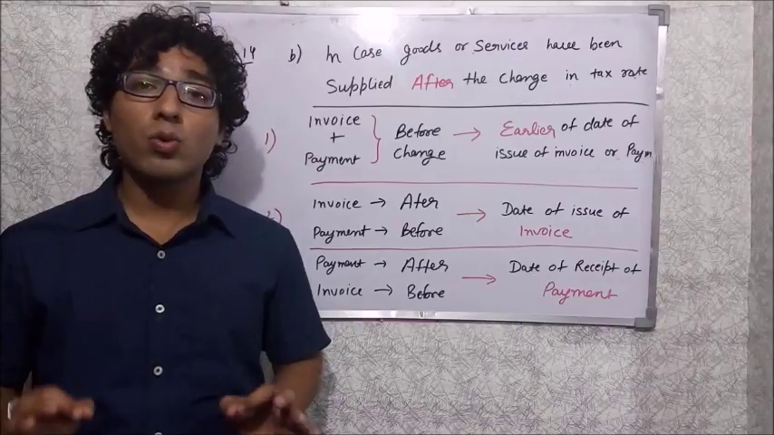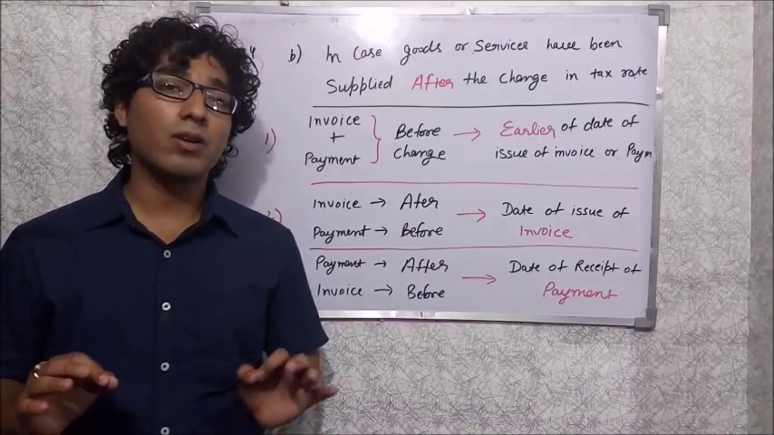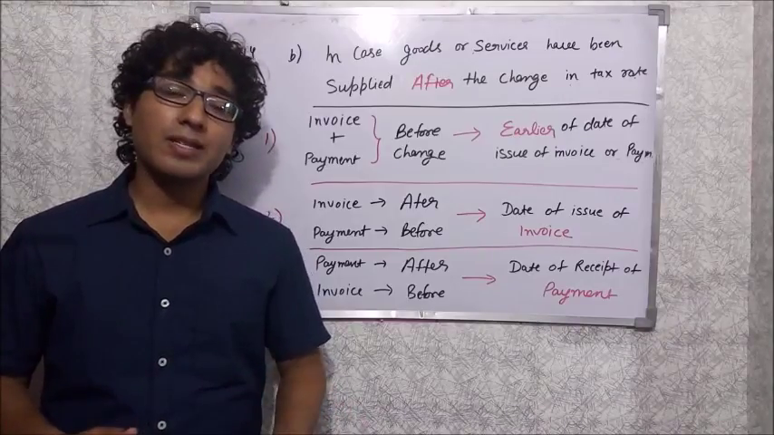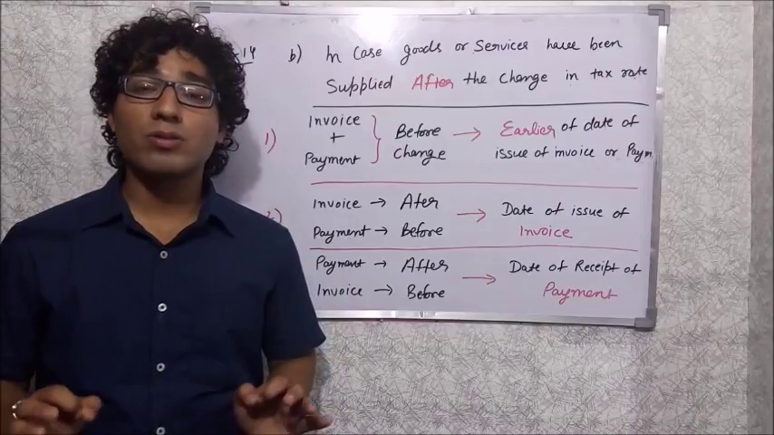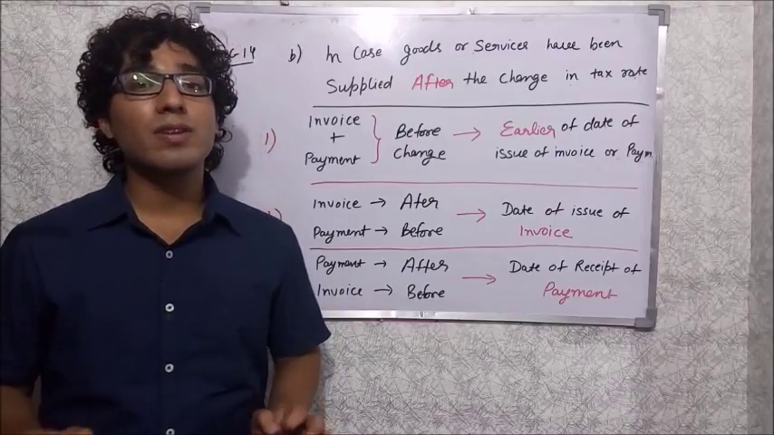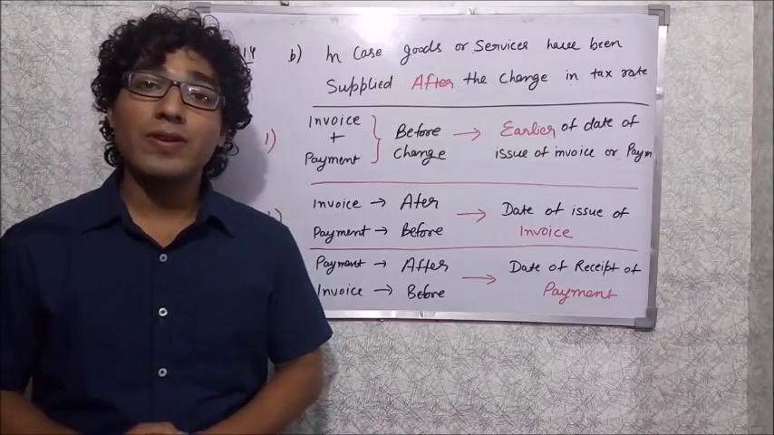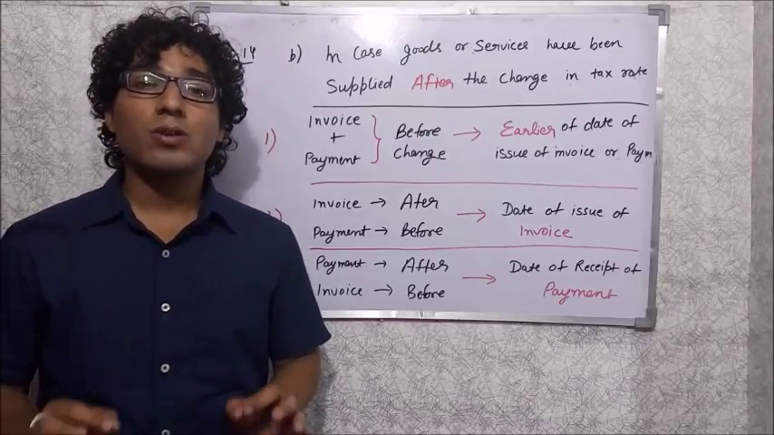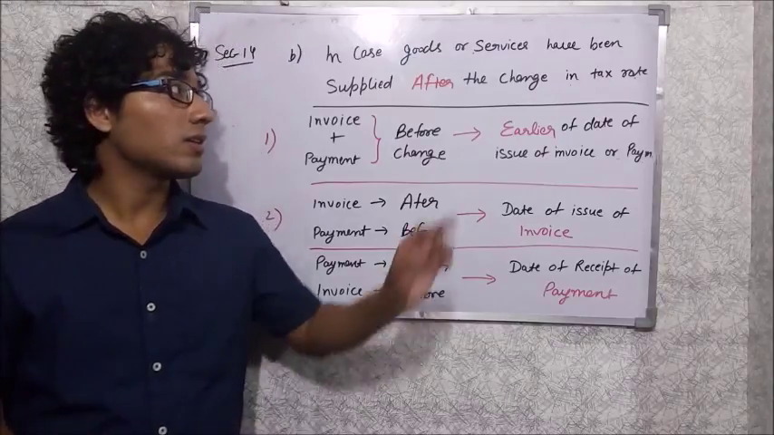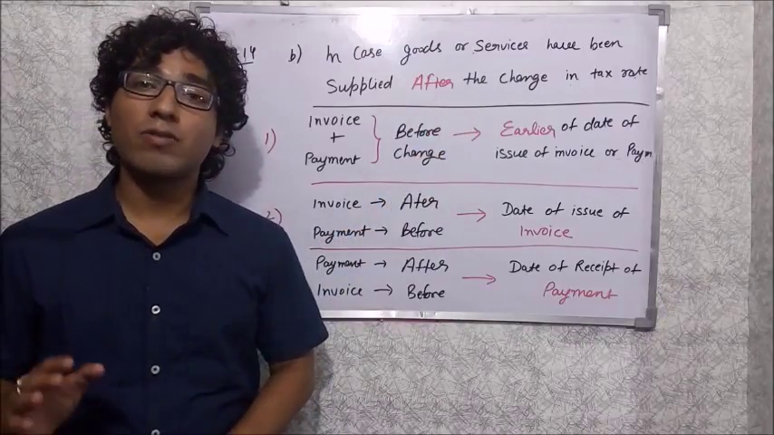And the second situation is when the goods or services have been supplied after the change in the effective rate of tax. So in the previous clip we have learned how to determine the time of supply of goods or services in case the goods or services have been supplied before the change in rate of tax. Now we should look at how to determine the time of supply of goods or services in case you supply the goods or services after the change in effective rate of tax.